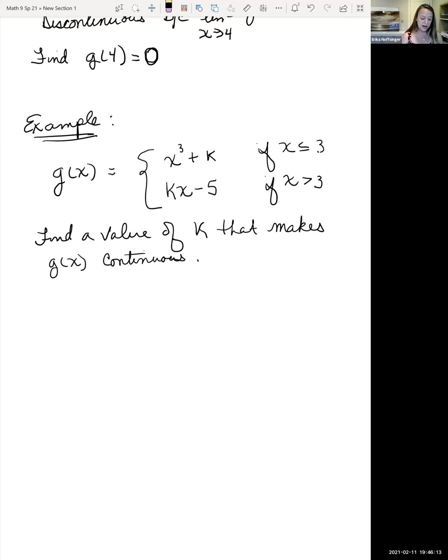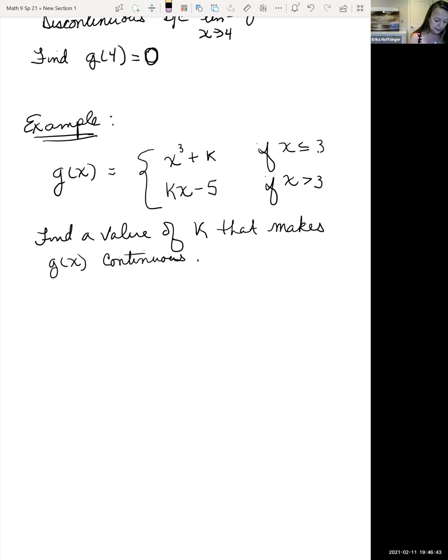The only problem that we would have with this function, where it could be discontinuous, would be where it's changing equations. And so where it's changing equations would be at x equals 3. So let's first look, and in order for a function to be continuous, it has to have a limit. The limit has to exist. So we know for a limit to exist, the left-hand side and the right-hand side have to be the same.